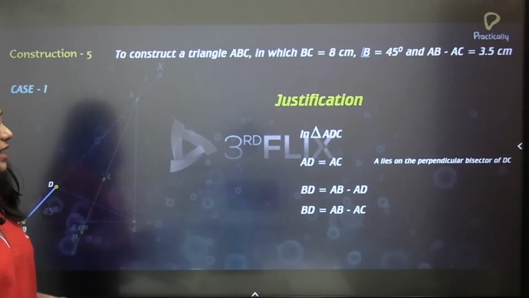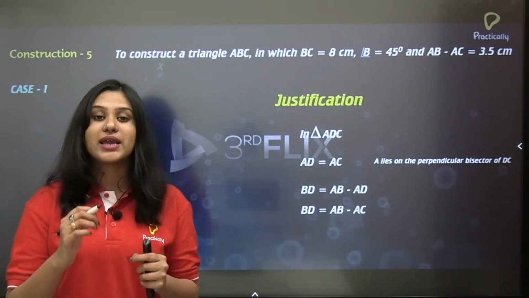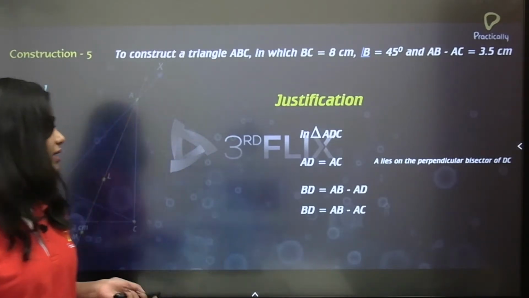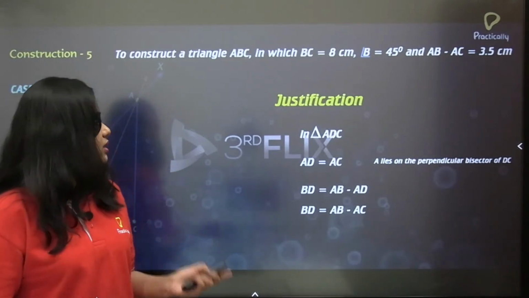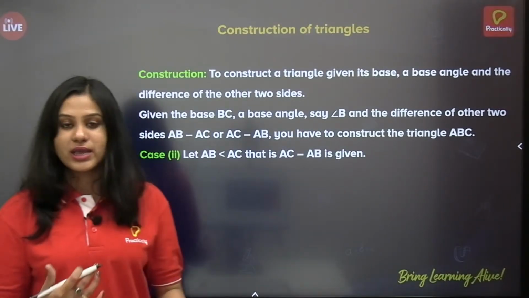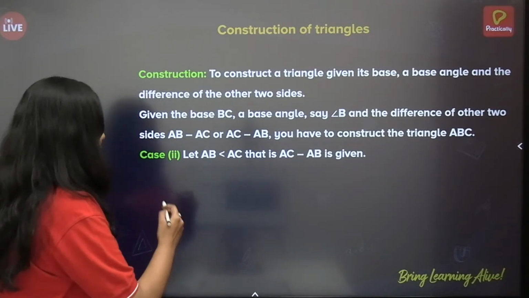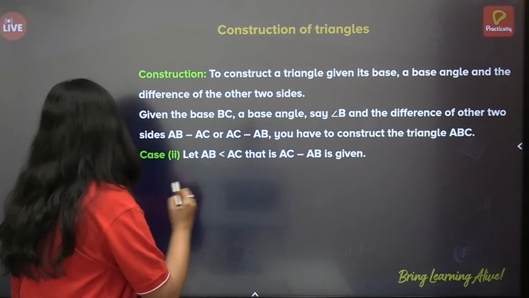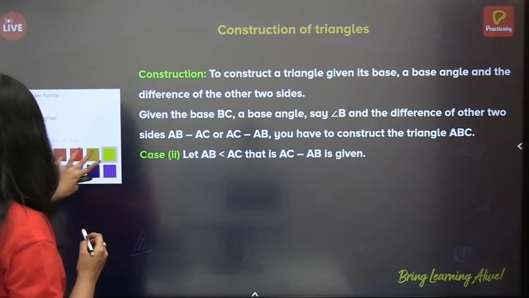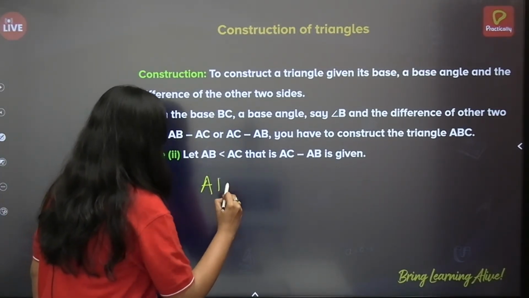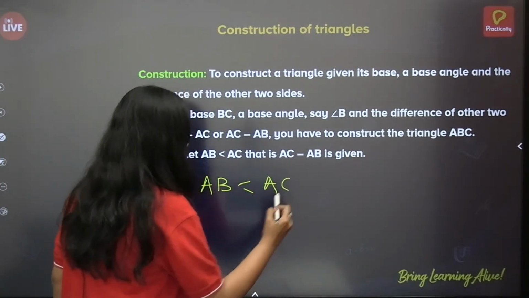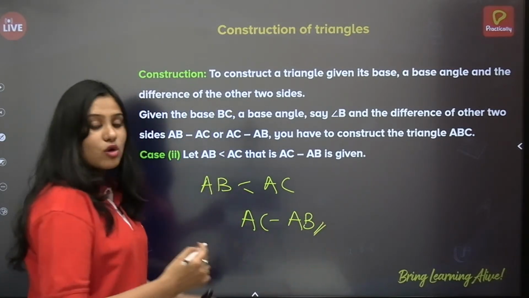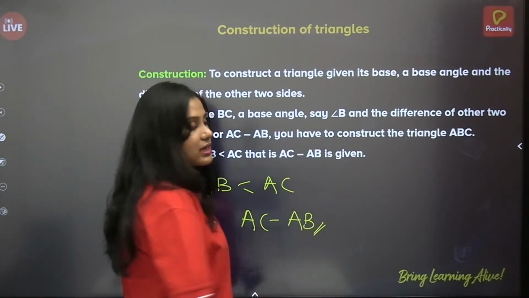Okay. Next, this is one of the cases, that is, AB minus AC is given and AB is greater than AC, right? Next, let me give you one more case. What is the other case? AB is less than AC and AC minus AB is given. So let me write it. And the constant things, which are nothing but base angle and base, are given.